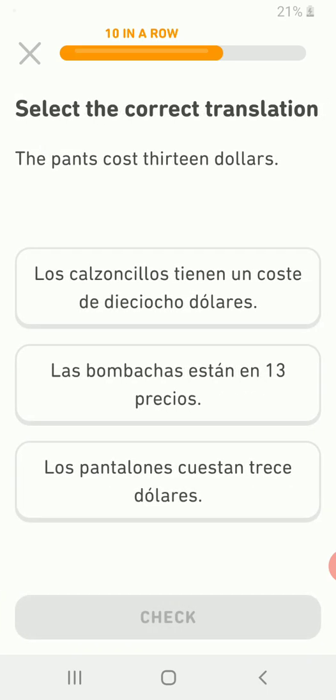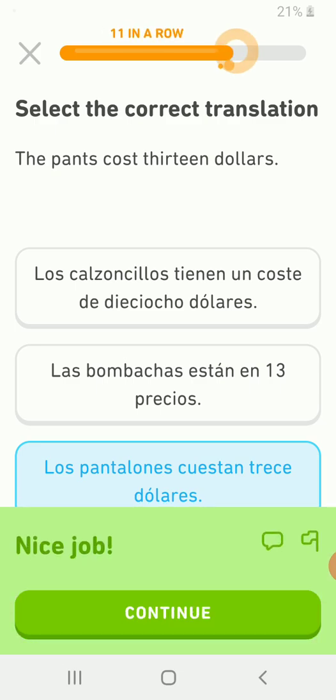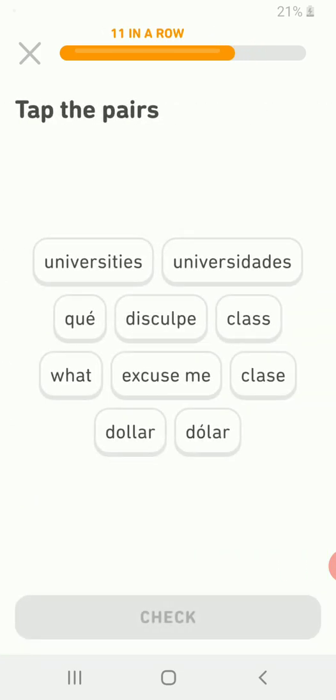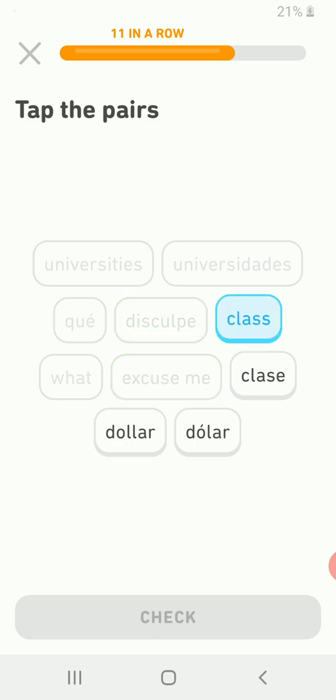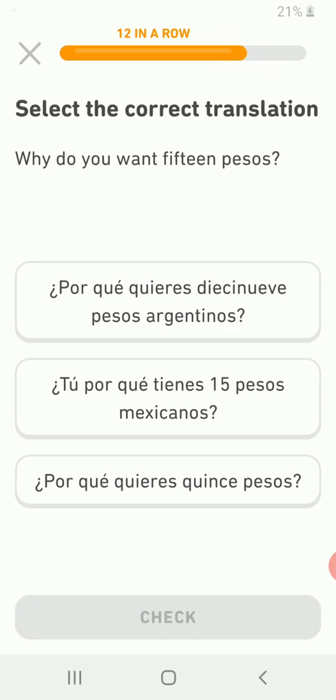So now select the correct one. The pants cost $13. Los pantalones cuestan $13. So this is easy. Universities, universidades. It's not tades, but dades. Universidades. Qué is what? Disculpe. Excuse me. Class is clase. Dollar is dólares.